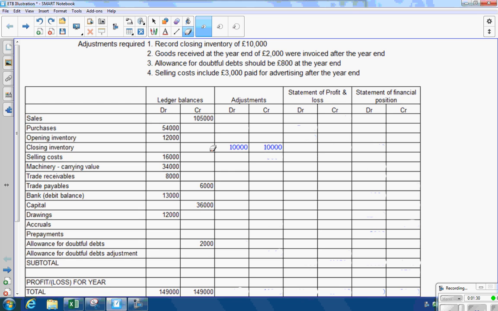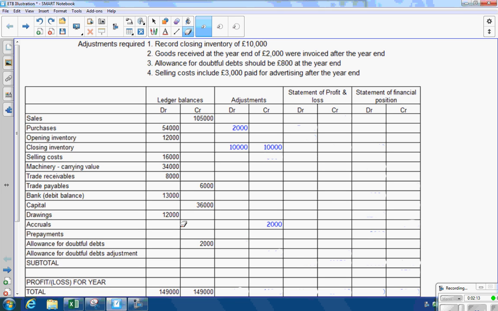The second adjustment relates to goods received at the year end of £2,000 but which were invoiced after the year end. Well, that's an accrued expense because we've incurred a purchases cost of £2,000 but we've yet to receive the invoice for it. So it would be entered using a journal: debit purchases, credit accruals. So I will include £2,000 in the debit line for purchases and £2,000 in the credit line for accruals.